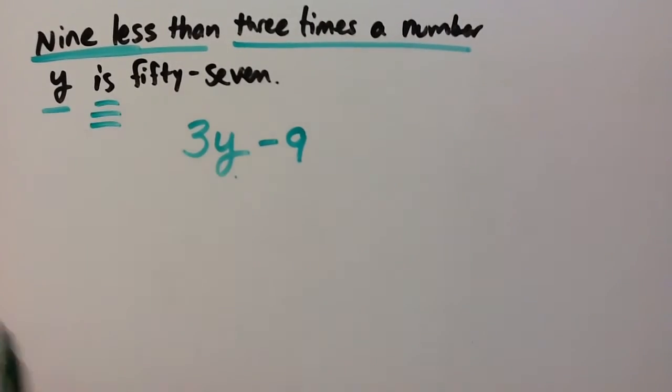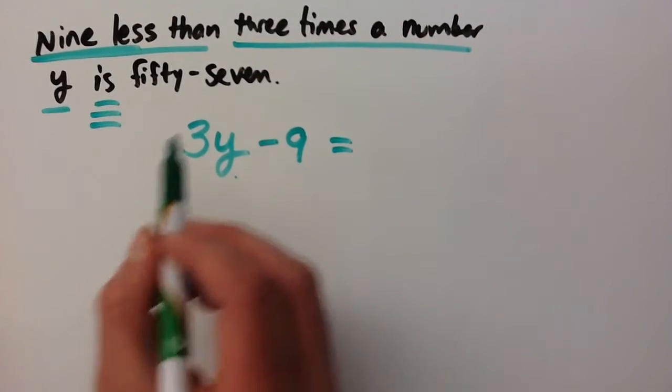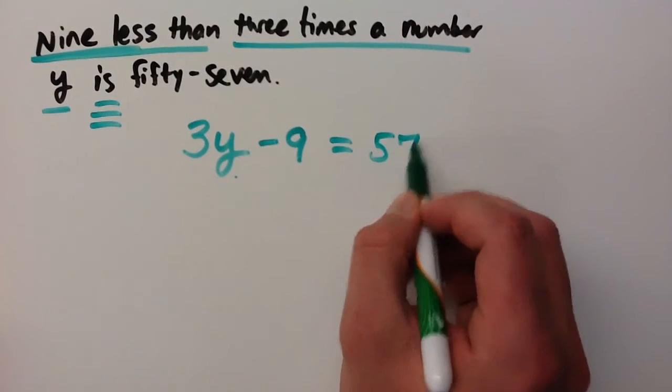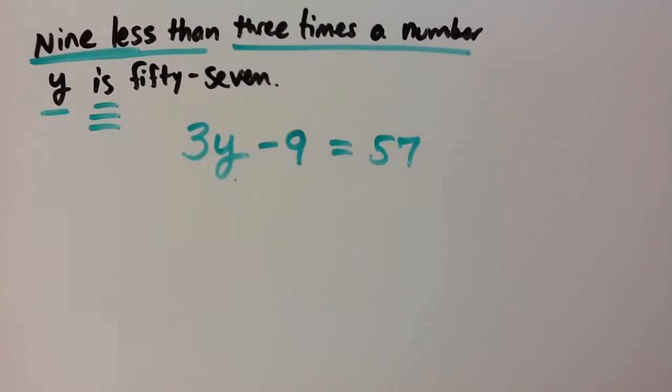Here's the word "is." In math, that means equals, so I have this all equal to 57. So 3y minus 9 equals 57 would be my equation. Now let's solve the equation.